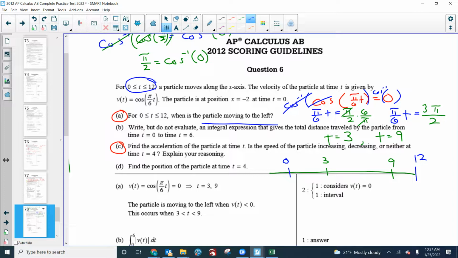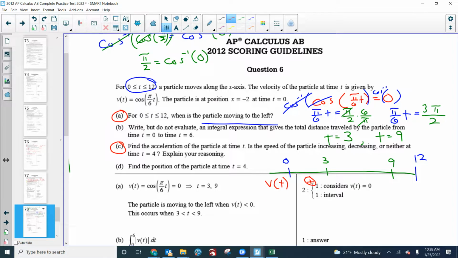Again, all I care is positive or negative. What should I plug in here between 0 and 3? 1. Into velocity, right? What's the cosine of pi over 6? I don't care. Just tell me positive, negative. Yeah, because first quadrant, cosine's positive in the first quadrant. V of t is positive. That's moving to the right.